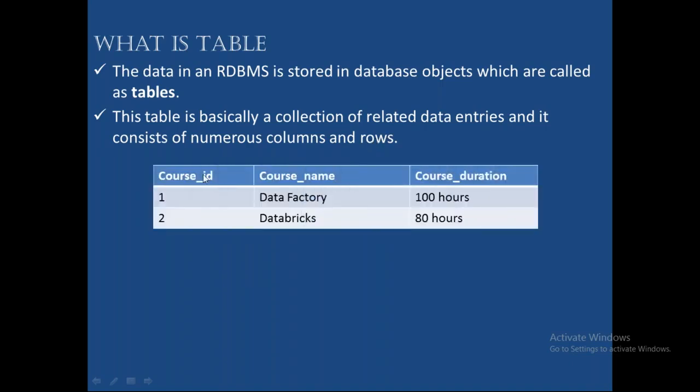You see here how many columns we have: course ID, course name, course duration are going to be our columns. Okay, 1 Data Factory 100 hours, 2 Databricks 80 hours. So these are the 2 records, 1 and 2. Okay, so this is the table you need to understand.